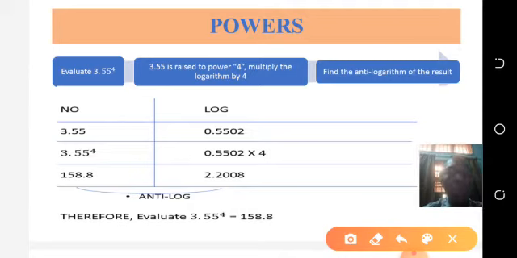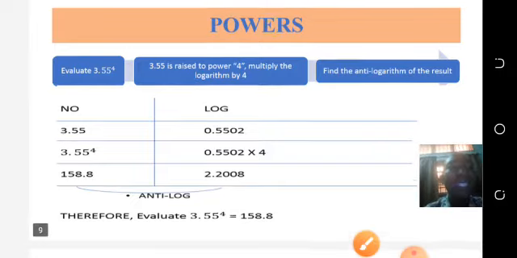1588. If it gives us 1588, where do we place the decimal point? Our characteristic here is 2. If our characteristic is 2, you add 1 to 2, and that will give us 3. That means we are going to put our decimal point at the back of the third figure. The first figure is 1, the second is 5, the third is 8. You put the decimal point here. So therefore, when you evaluate 3.55 raised to power of 4, the answer will give you 158.8. So that is that on power.